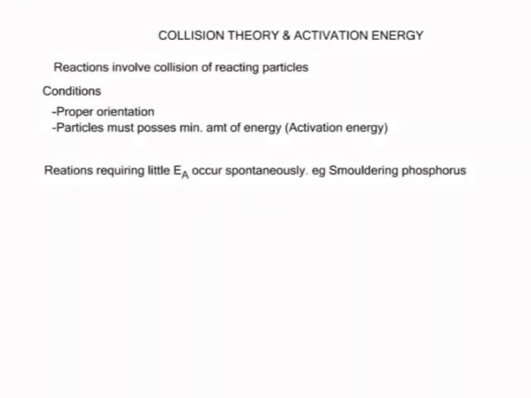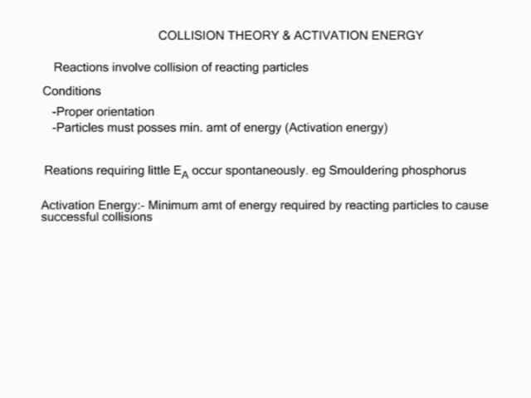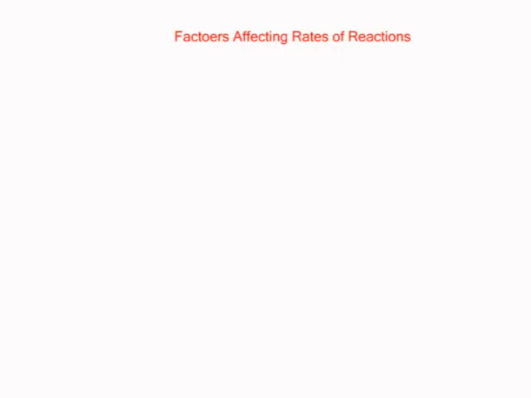Generally, a successful collision occurs when the particles collide in proper orientation and possess a sufficient amount of energy to kickstart the process. The minimum amount of this energy is what we call the activation energy. So much for that. Let's go back to factors affecting rate of reactions. There are several factors that affect the rate of reactions, and they include temperature, surface area, catalyst, light, concentration, and so forth. We look at them in detail one after the other, and we start with temperature.